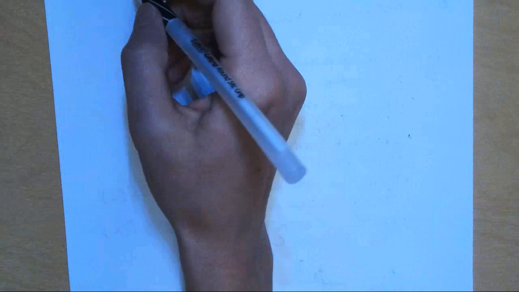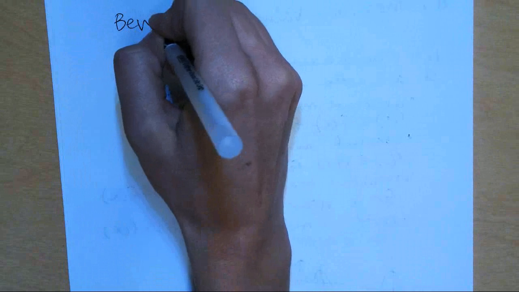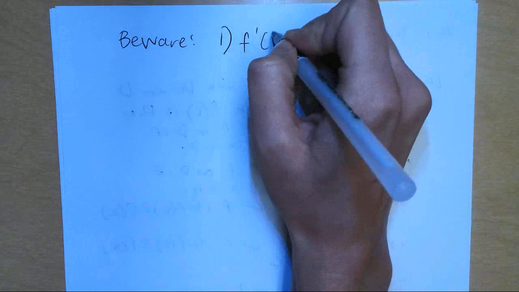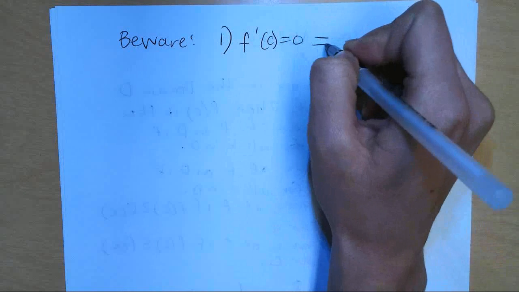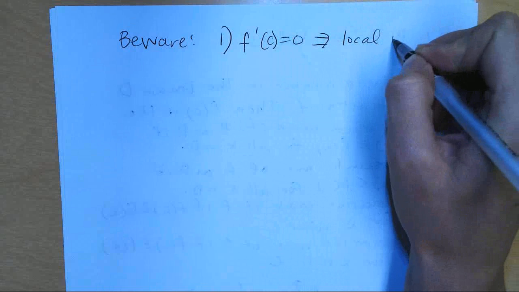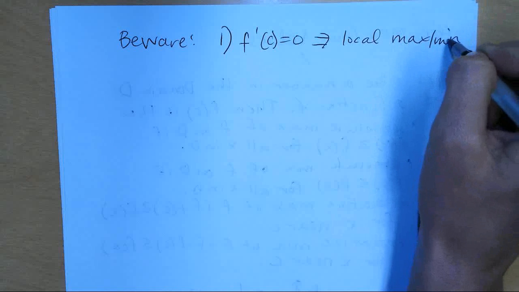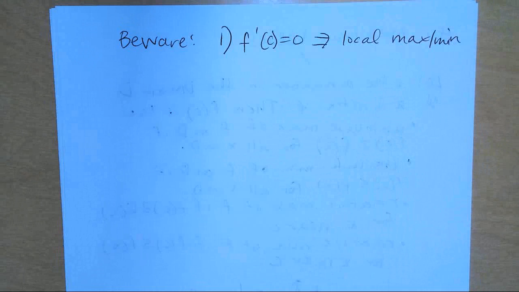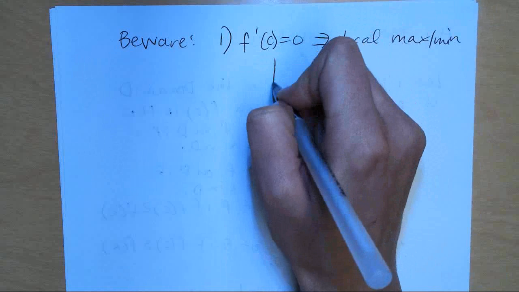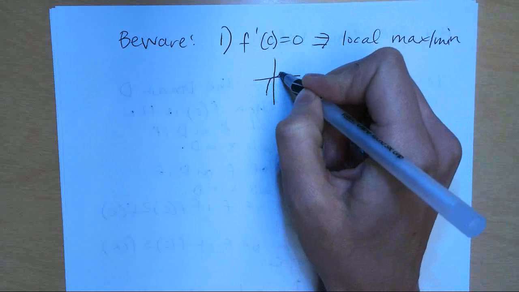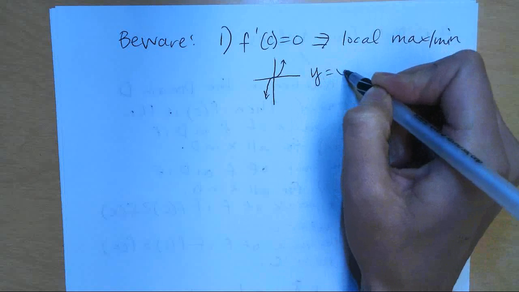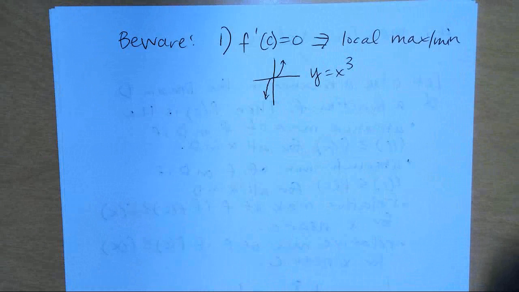Okay, a couple of things. Be careful that this is not saying that f prime of c equaling 0 implies that there's a local max or min. Some students think that if the derivative is 0, there has to be a max or min. That's not true. And the function that ruins it is y equals x cubed. What's the derivative at 0? 0. Is it a maximum or a minimum? No. So just because the derivative equals 0 doesn't mean that there's a local max or min.